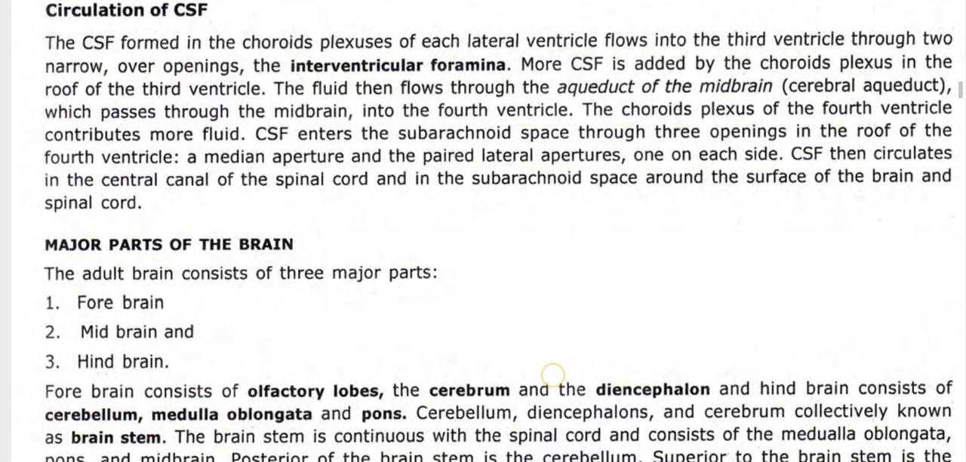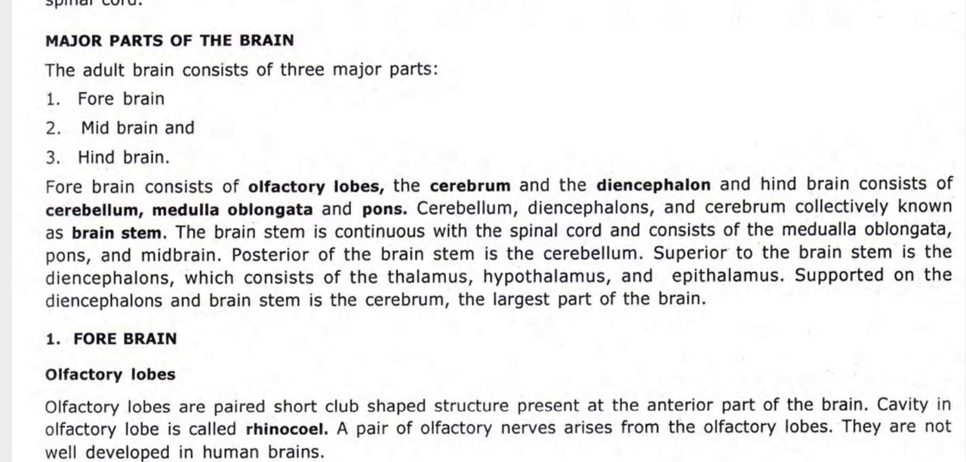Major parts of the brain include forebrain, midbrain, and hindbrain. Forebrain consists of olfactory lobes, cerebrum, and diencephalon, and hindbrain consists of cerebellum, medulla oblongata, and pons. The brainstem is continuous with the spinal cord and consists of the medulla oblongata, pons, and midbrain. Posterior to the brainstem is the cerebellum. Superior to the brainstem is the diencephalon, which consists of the thalamus, hypothalamus, and epithalamus. Supported on the diencephalon and brainstem is the cerebrum, the largest part of the brain.